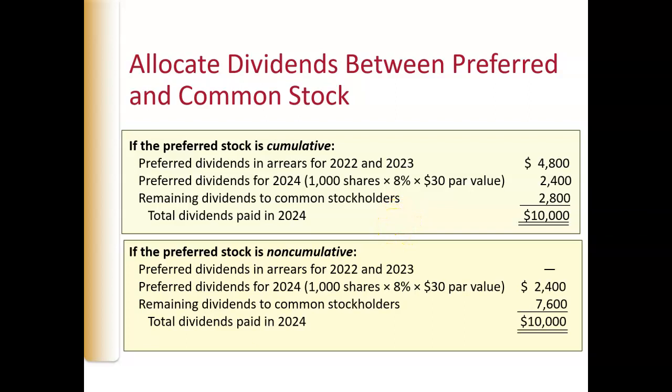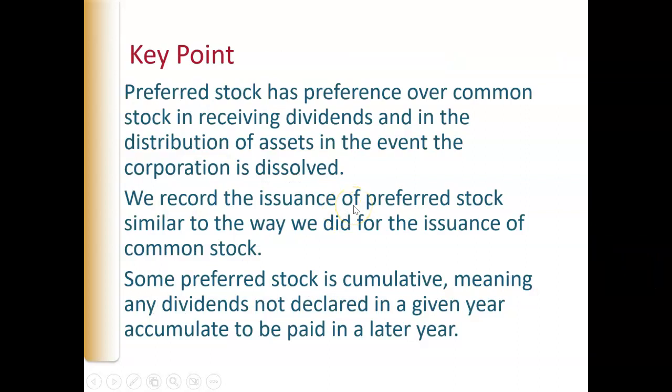So again, there's a difference. If it's cumulative, the breakdown shows pretty much most of it goes to the preferred shareholders, apart from $2,800 goes to the common stockholders. If it's non-cumulative, then the preferred shareholders will get their piece, the 8% of the $30 par, or $2,400, and the rest then goes to the common shareholders.